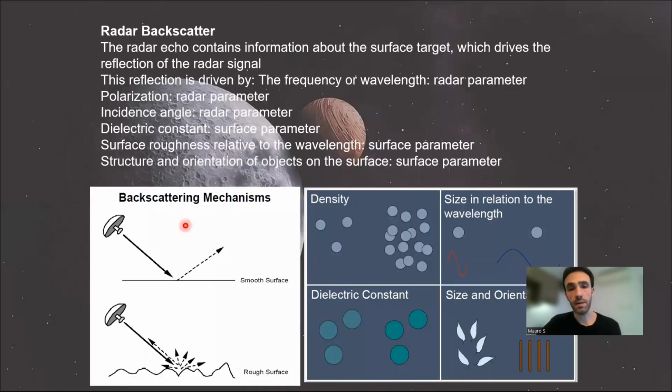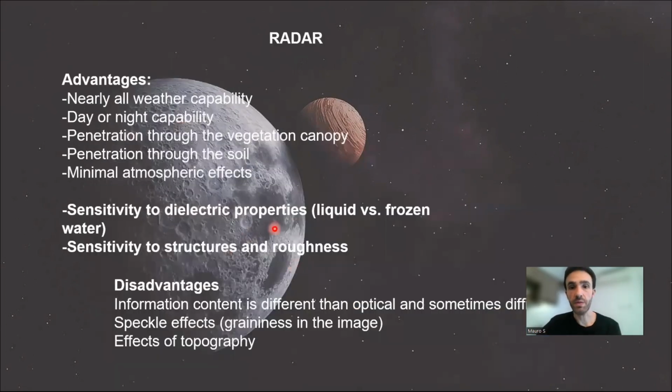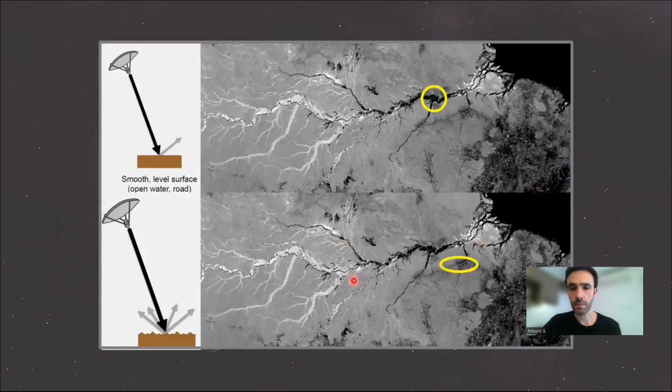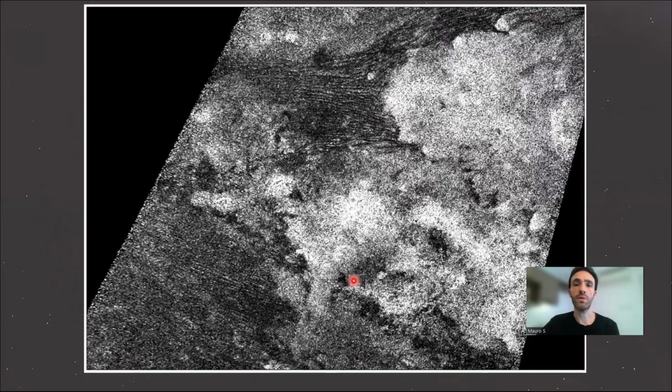Radar has a lot of advantages, but basically to understand a radar image, you have to know that a smooth surface is going to be seen as a black area, and a rough surface is going to be seen as a brighter area. Also, the darkness or brightness of the image depends on the dielectric properties of the material, but basically one can assume that a brighter area is more rough.